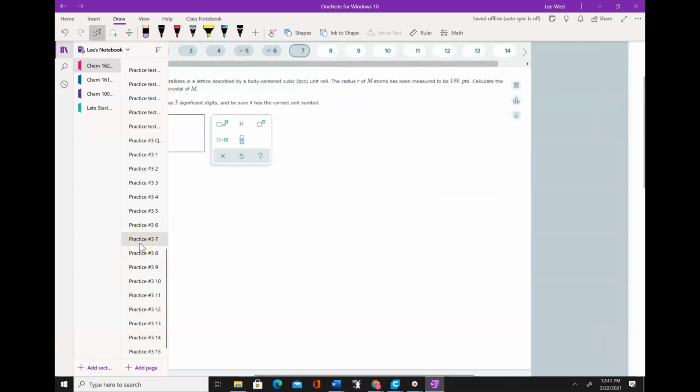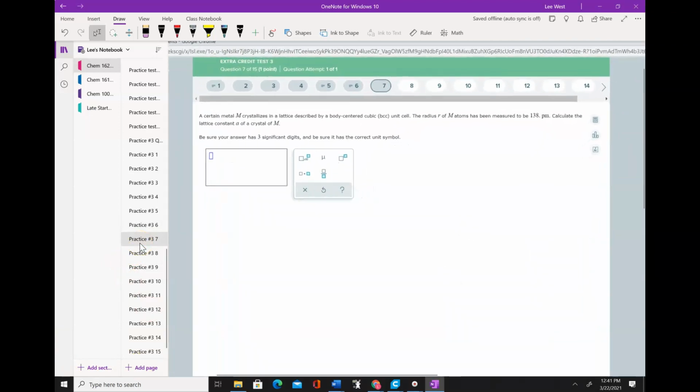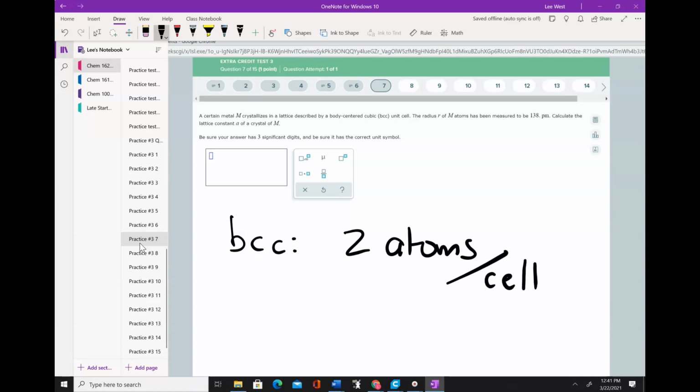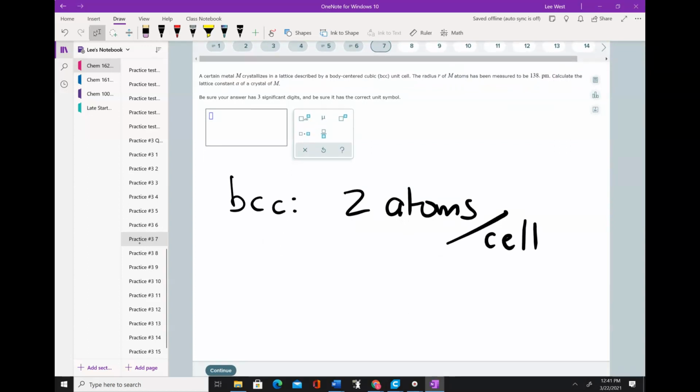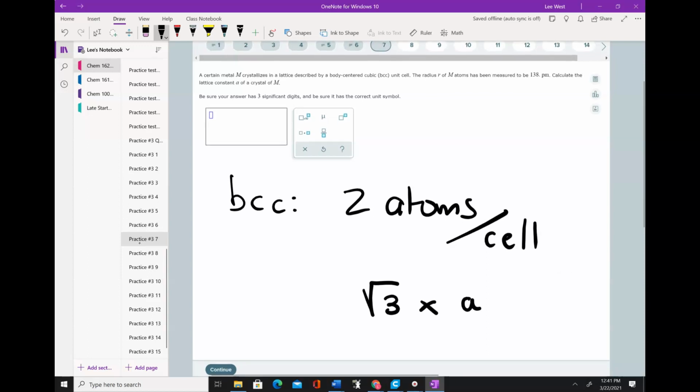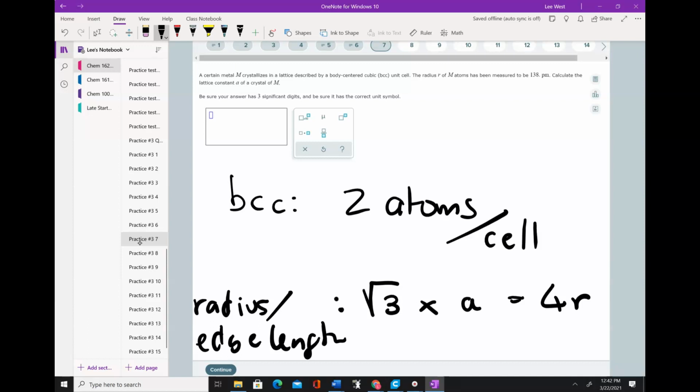All right, next question. Okay, this looks like a crystallography question, probably a density one or a radius one. It says a certain metal crystallizes in a lattice described by a body-centered cubic unit cell. So BCC has a couple of properties. The first one is that you get 2 atoms for every BCC cell. And then we also have some relationships concerning the radius and the edge length. And so what we know is that the body diagonal, right, across the middle of the unit cell, that's going to be √3 times the edge length, which the question gives us as the lattice constant, A, and that is equal to 4 times the radius. So we have the radius, edge length relationship as well. Okay? Because the atoms in the BCC unit cell touch along the body diagonal.